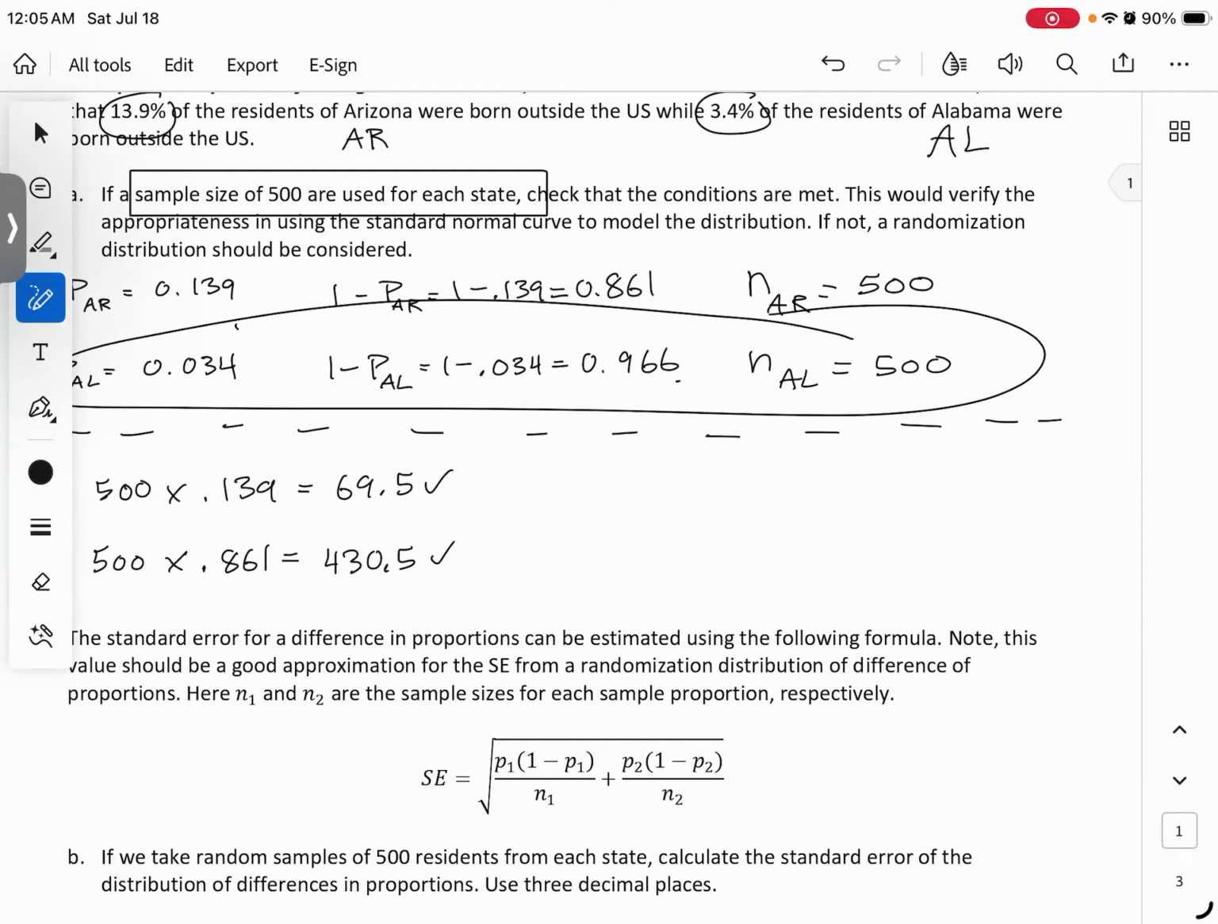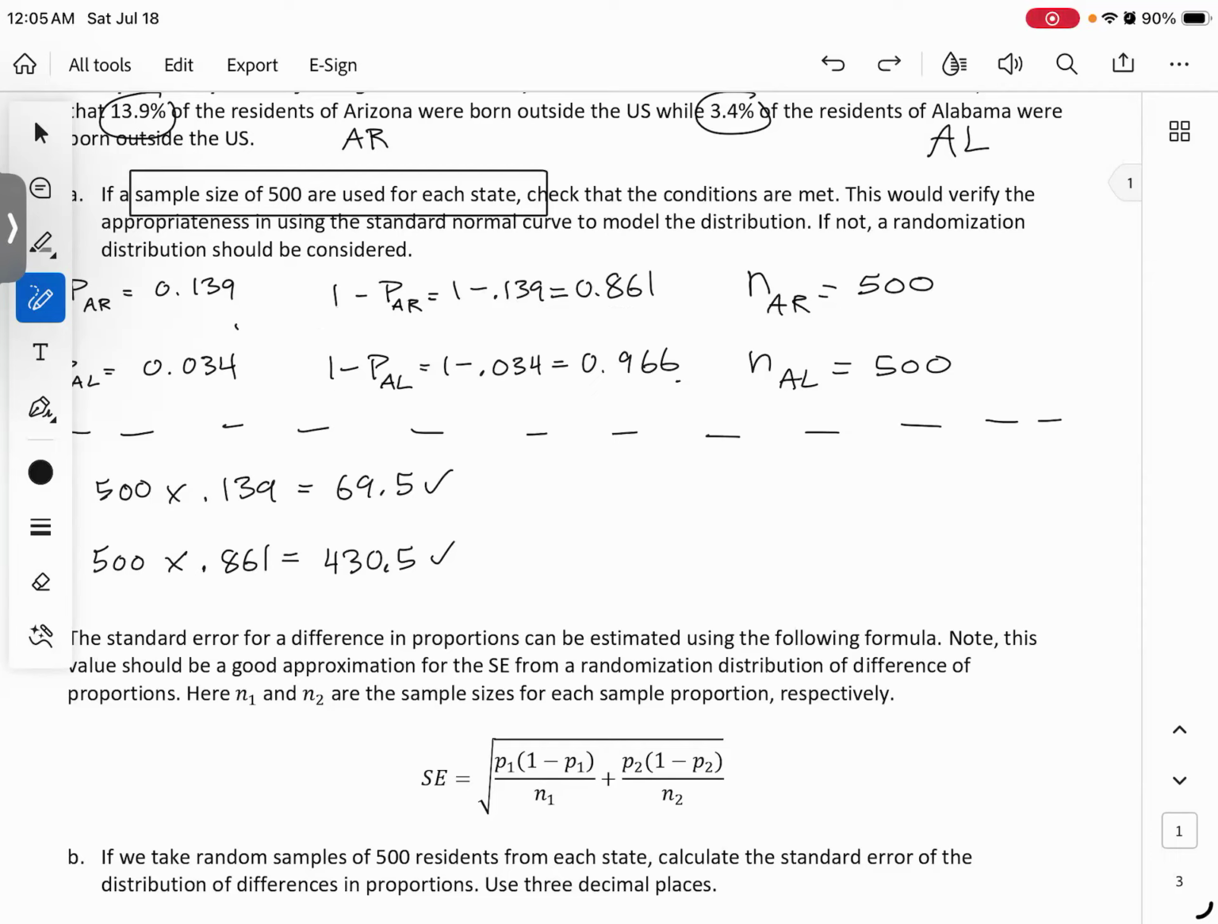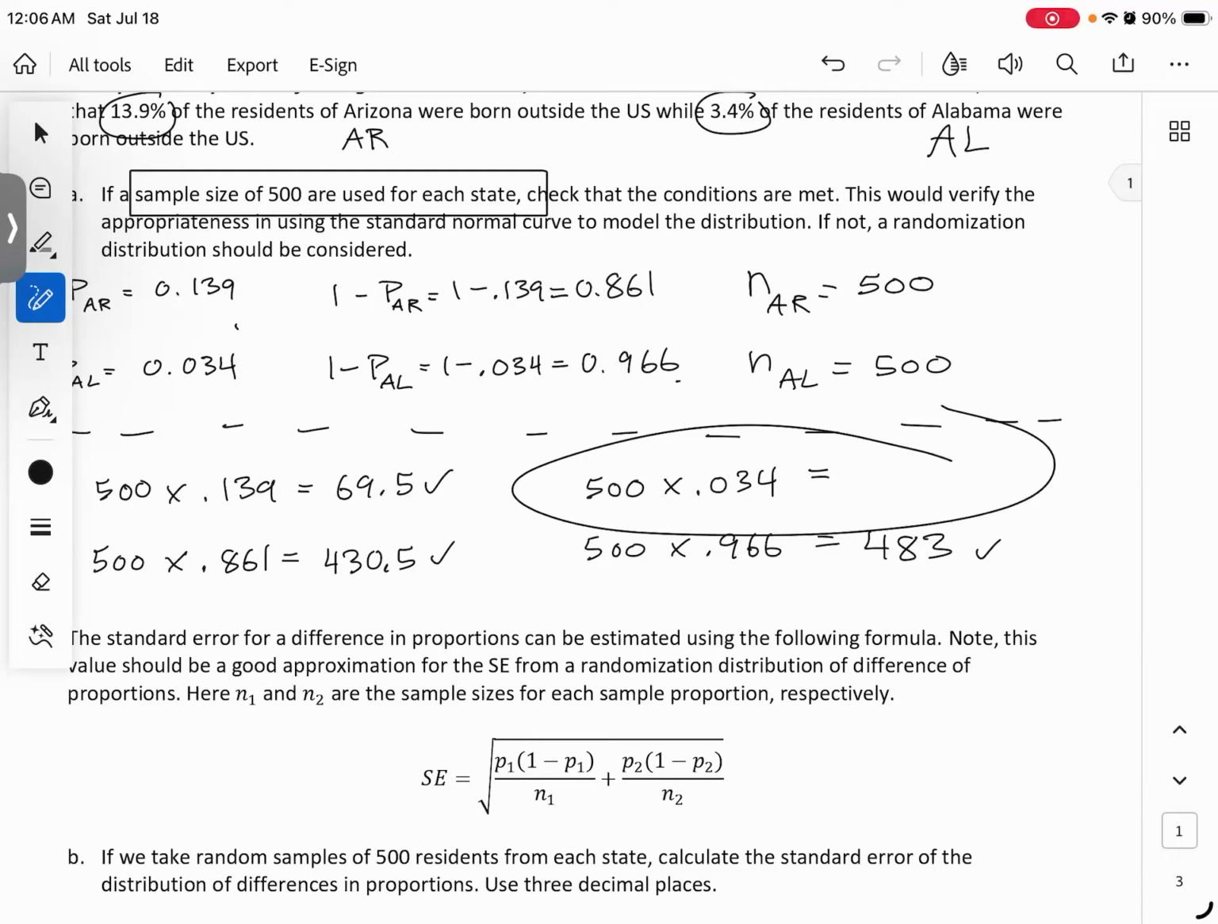We're now going to do the same thing for Alabama: 500 times 0.034, and 500 times the complement. Two multiplications we need to do, and as long as these both come out to be 10 or more, we're good. I'm going to do the 483 one first, just to keep us in suspense. You're going to see that this last calculation comes out to be, whoa, smaller compared to all the other ones, but at least it was still bigger than 10.